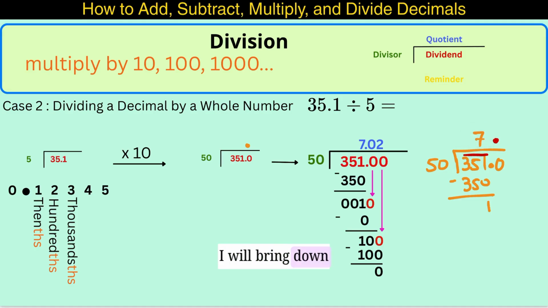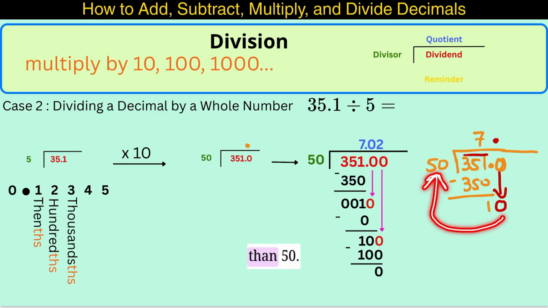Now I will bring down the 0, and then we'll add it in here. Then I will start working on the numbers after the decimal point. But be careful about this step in here. After I brought down the 0, or after I borrowed the 0, I have 10. But guess what? 10 is still smaller than 50. So in this case, what should I do? Pay attention. It's a very important step.